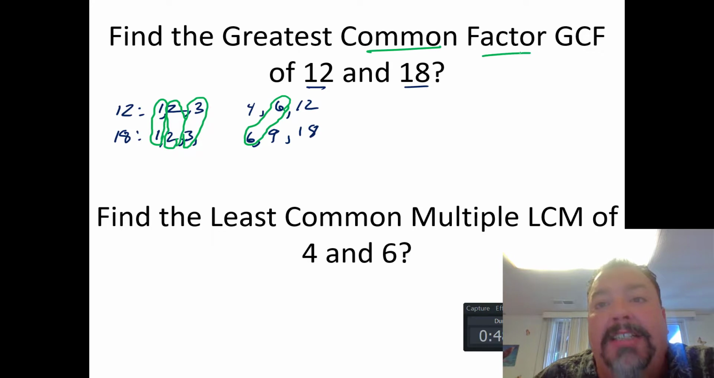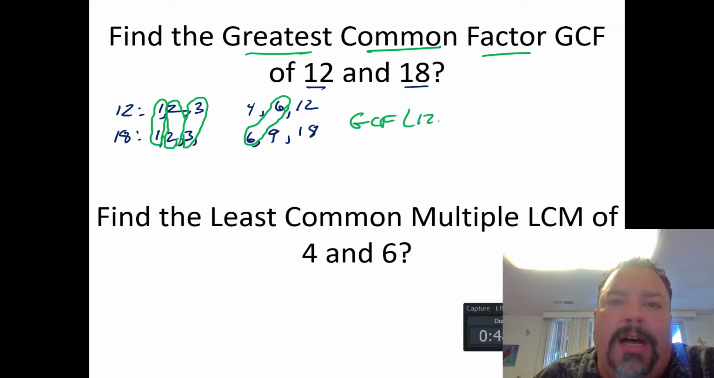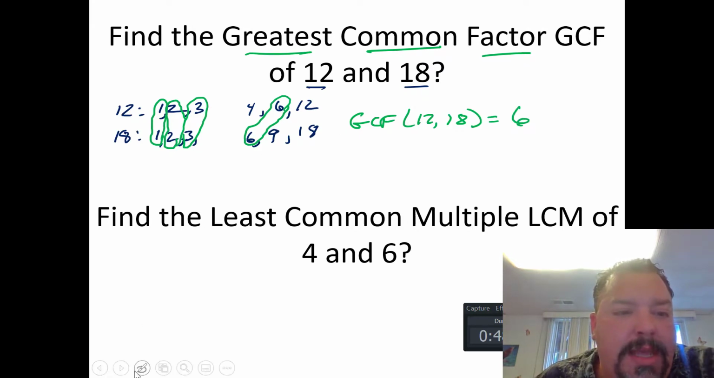We want a common factor, but we want the greatest, or the biggest, common factor. So what is the GCF of 12 and 18? Well, the GCF of 12 and 18 is the greatest one that's in both lists. In this case, it would be 6. So that's how you do GCF, at least by this first method.